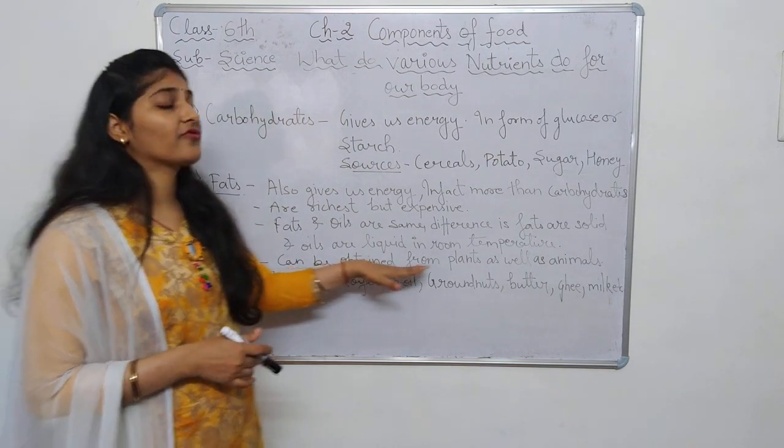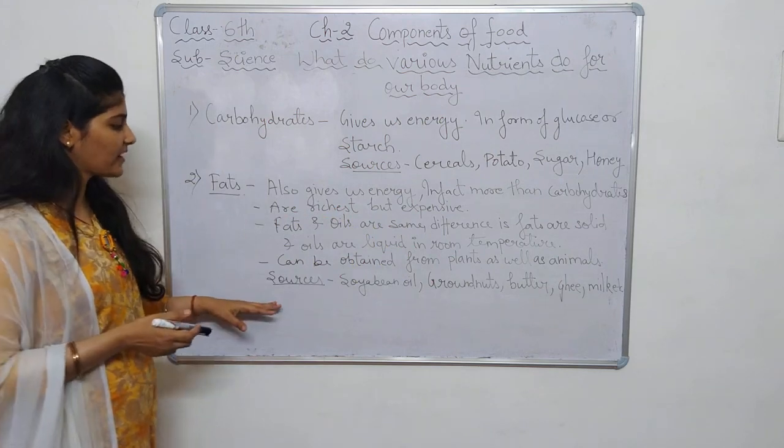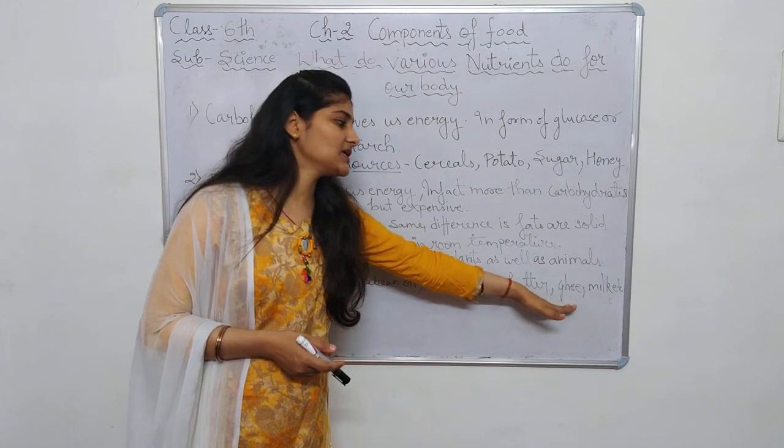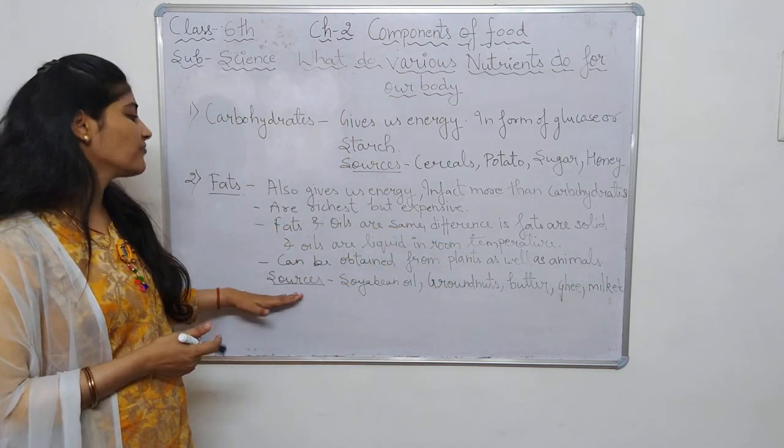Fats can be obtained from plants as well as from animals. Let us see the sources of fats. Soybean oil, groundnut oil, butter, ghee, milk, etc. All these are sources of fats.